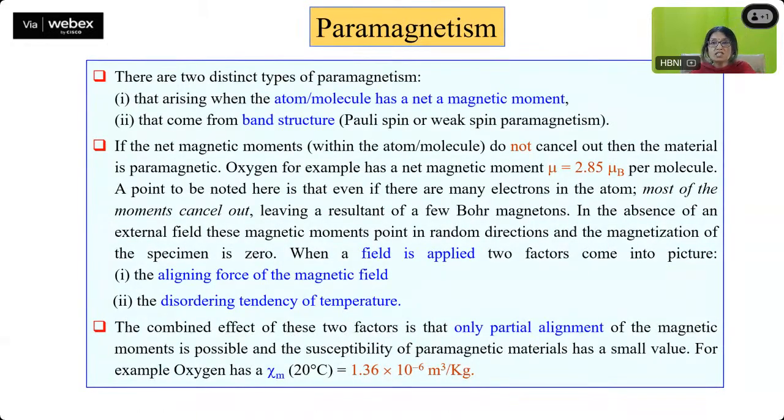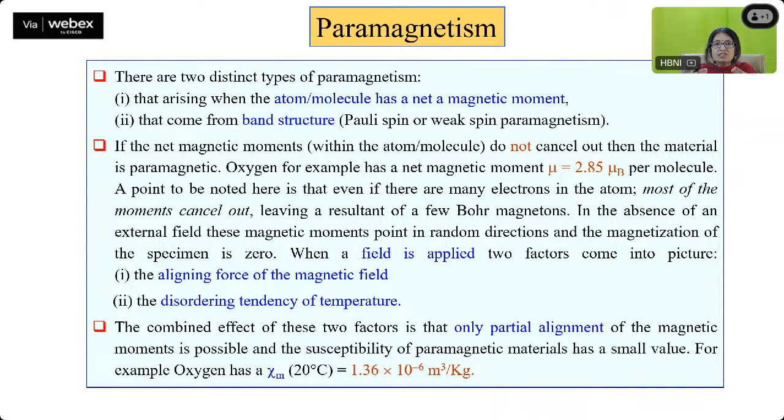There are two different kinds of paramagnetism: that arising when the atom or molecule has a net magnetic moment, and that arising out of band structure, which is Pauli or weak spin paramagnetism. If the net magnetic moments within the atom or molecule do not cancel out, then the material is paramagnetic. Oxygen, for example, has a net magnetic moment of 2.5 Bohr magnetons per molecule. Though there are many electrons in the atom, most of the moments cancel out, so what is left behind is only a few Bohr magnetons.